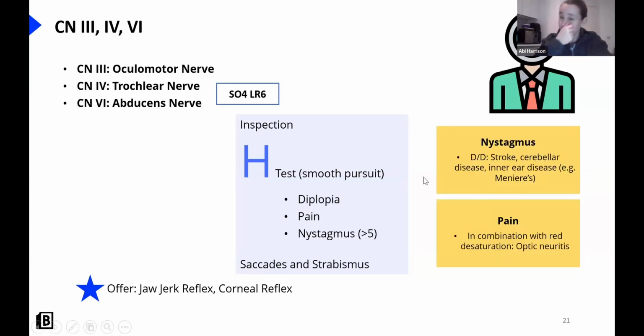So common causes of nystagmus are stroke, cerebellar disease. So if you know your DANISH mnemonic, then it's the N in that, and any inner ear disease, for example, Meniere's. And then pain is really classic of optic neuritis, which we spoke about earlier, associated with MS and commonly occurs in conjunction with red desaturation, so not seeing red as you normally would.